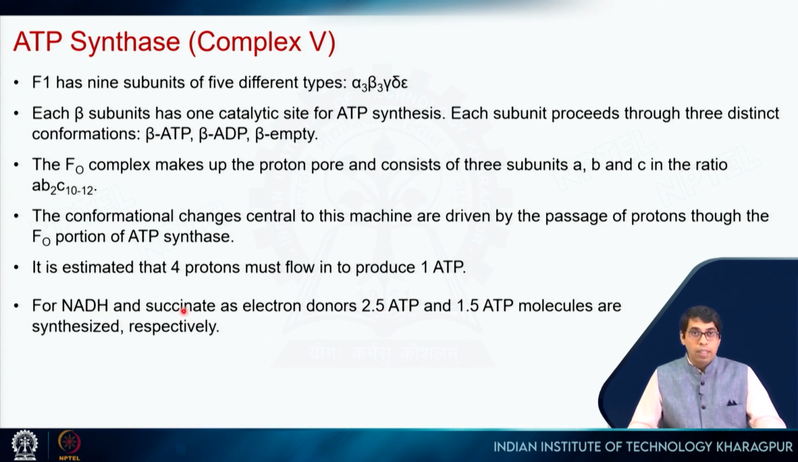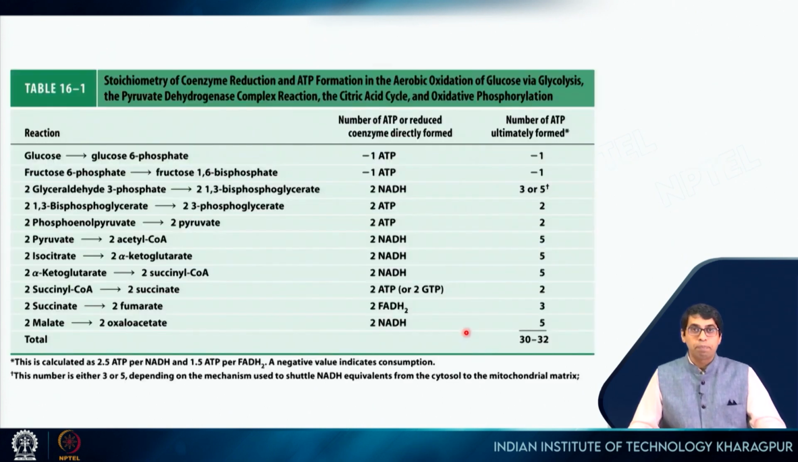For succinate, when it goes from succinate to fumarate, 6 protons flow out. Now, 4 protons flow in to form 1 ATP. So, 6 by 4 is 1.5. So, oxidation of one succinate molecule will result in the formation of 1.5 molecules of ATP. So, that is where we get these numbers, 2.5 ATP and 1.5 ATP.